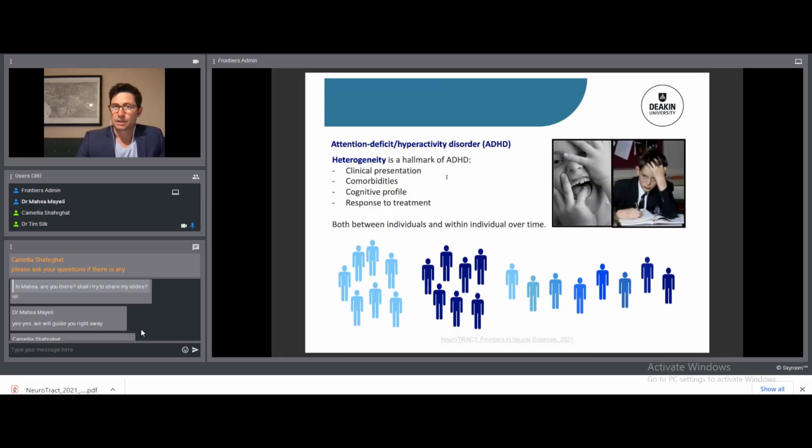The other tricky thing when trying to look at ADHD, but this is quite common across psychiatric disorders, is that they're very heterogeneous in their presentation. So they can have different clinical subtypes or presentations, different comorbidities that are quite common, in fact more common than the exception. They can also have different cognitive profiles in the areas that they have deficits in, and they can respond differently to treatments as well.